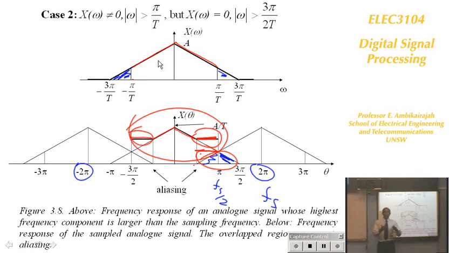So if you do not band limit the signal properly and sample it, then you will cause distortion in your spectrum. That means if you reconstruct the signal, you will hear it. So this is called aliasing.